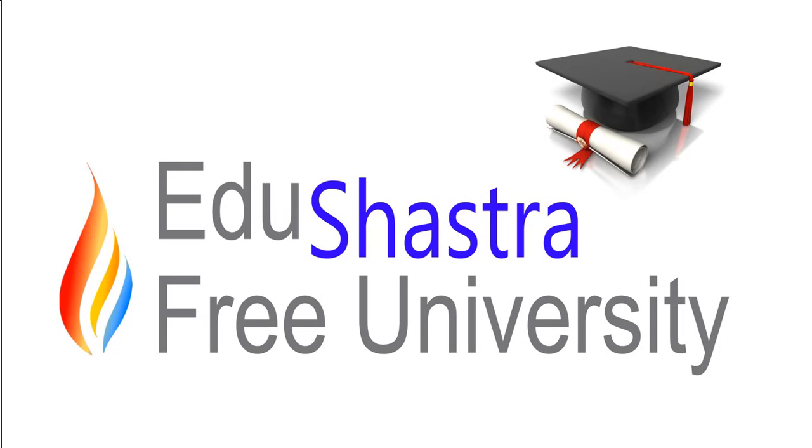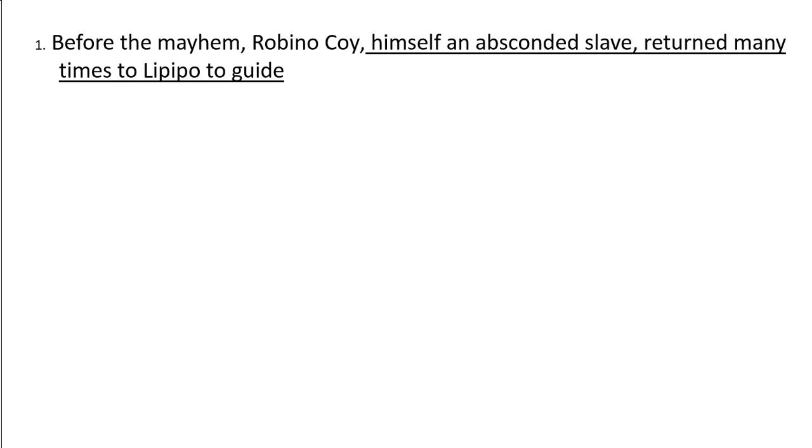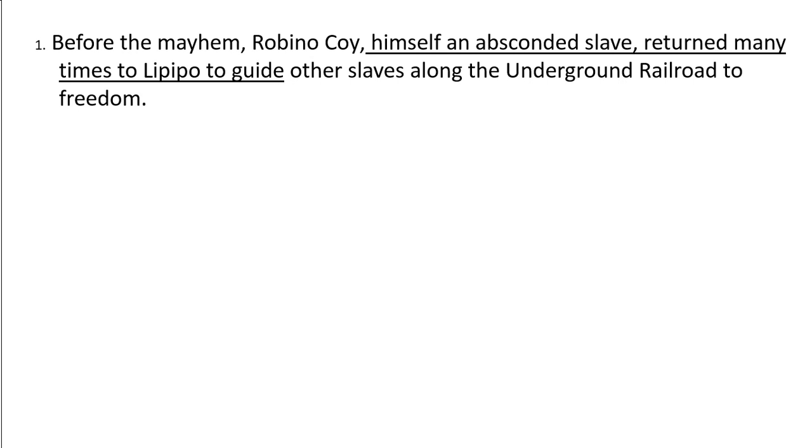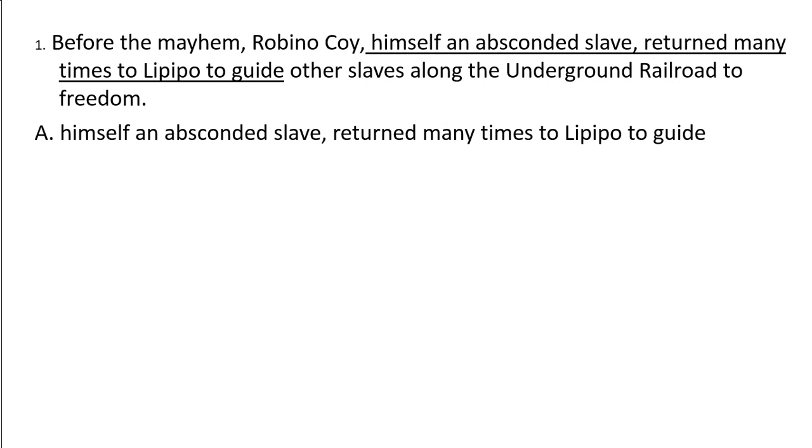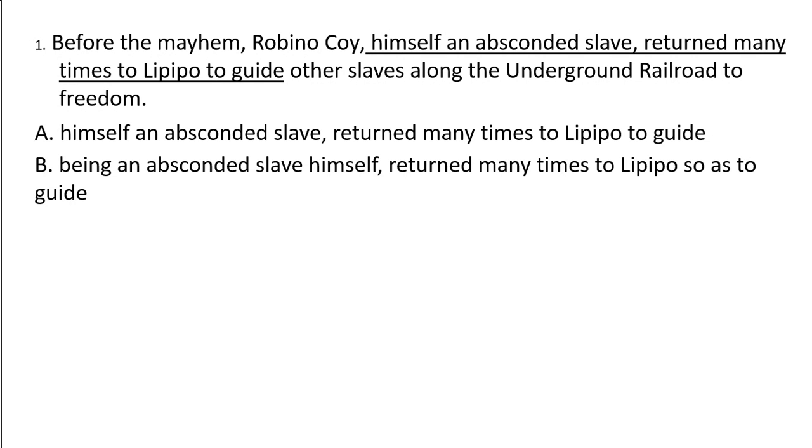So here we begin with the first question: Before the mayhem, Robino Coy, himself an absconded slave, returned many times to Lipipo to guide other slaves along the Underground Railroad to freedom. Look here, Robino Coy, himself an absconded slave, is modifying Robino Coy. So Robino Coy returned many times to Lipipo to guide other slaves along the Underground Railroad to freedom. A seems fine, so A we can reserve, which we'll talk about.